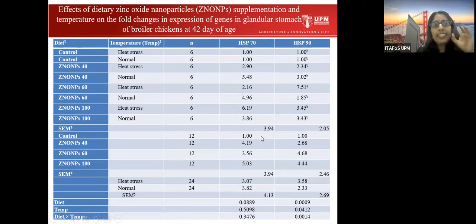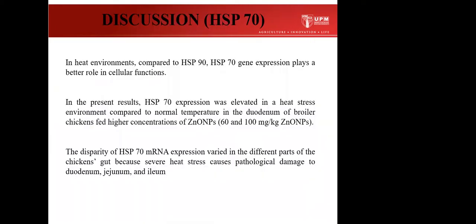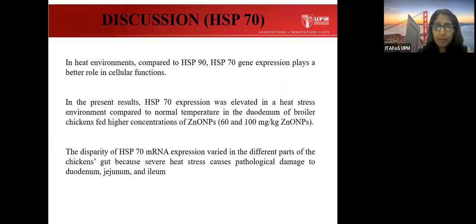And we found that the gene expression of HSP90 was significantly upregulated under the heat condition in chickens. So what we found here is that in heat environment, compared to HSP90, the HSP70 plays a better role in cellular function. So in the present study, we found the HSP70 elevated in heat stress environment compared to the normal temperature in the duodenum of broiler chicken fed with a higher concentration of zinc oxide nanoparticle.